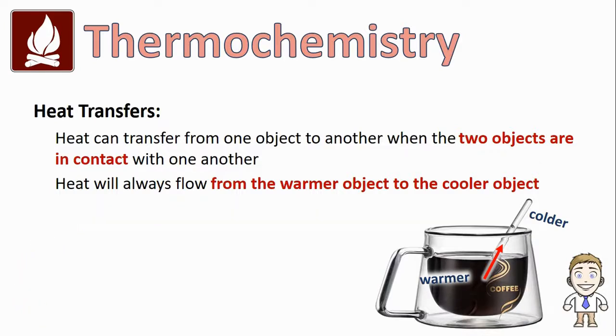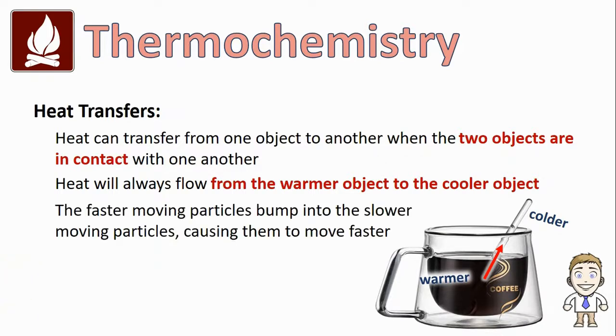So let's take a minute and talk about what's happening with the particles within these substances as the heat transfer takes place. When the two objects come in contact with each other, the faster moving particles start bumping into or colliding with the slower moving particles. Here in our coffee example, the coffee particles were warmer, meaning they're moving more quickly. The spoon particles are colder, meaning they're moving more slowly. And these faster moving coffee particles start bumping into and colliding with the particles in the spoon. As they do that, they cause the particles in the spoon to start moving faster too.